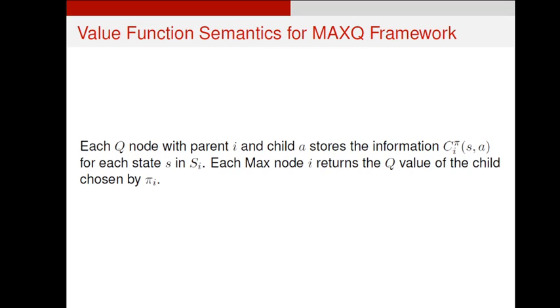Value function semantics for the MAXQ framework. The declarative semantics or value function semantics for the MAXQ framework is with the name MAXQ. One is the max node return and Q is the cumulative value return, or Q value, stored in a memory slot. Each Q node with the parent i and the child A stores the information Ci pi of S, A. That is called the Q value. For each state S in the substates Si for the subtask Mi, each max node i returns the Q value of the child chosen by pi i.